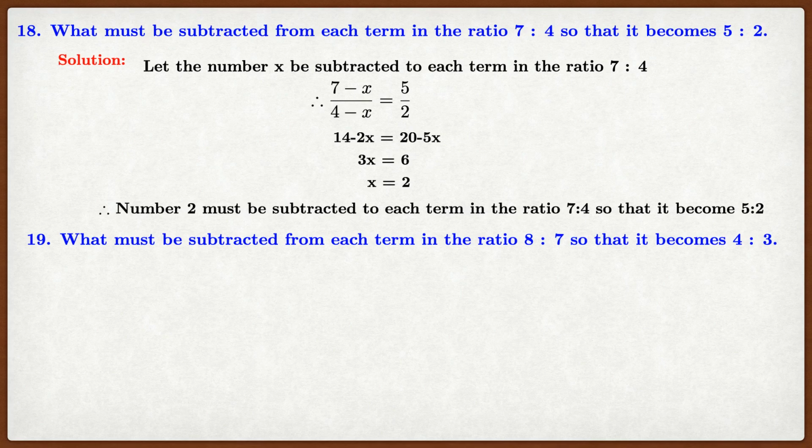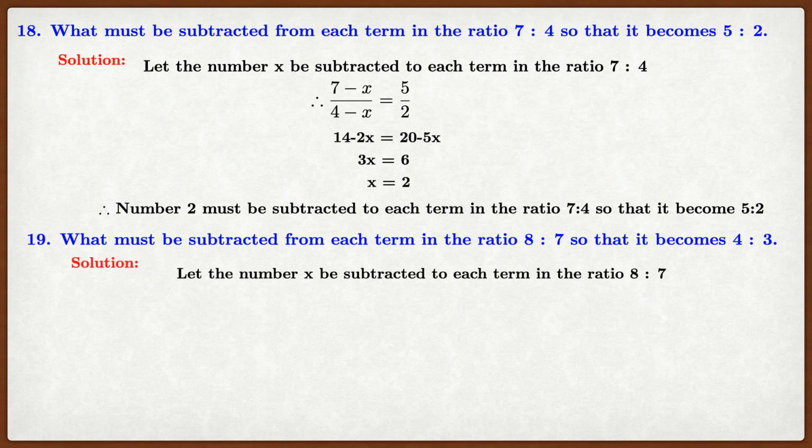19th problem. What must be subtracted from each term in the ratio 8:7 so that it becomes 4:3? Solution. Let the number x be subtracted to each term in the ratio 8:7. So we will subtract x. (8 minus x) by (7 minus x) equal to 4 by 3. Cross multiply.